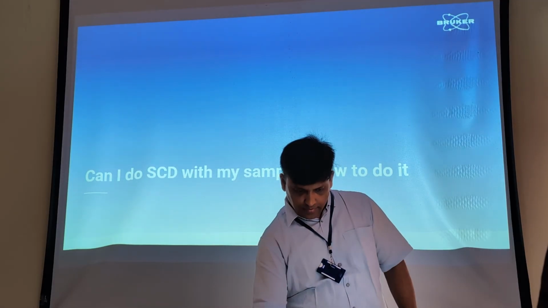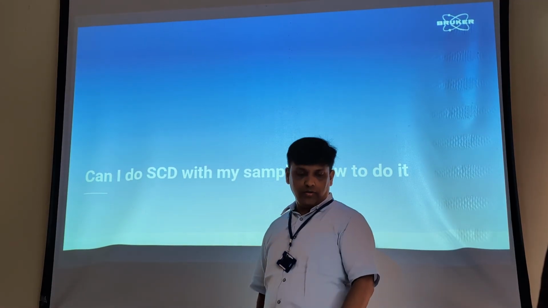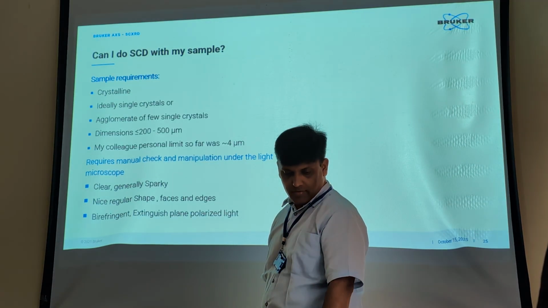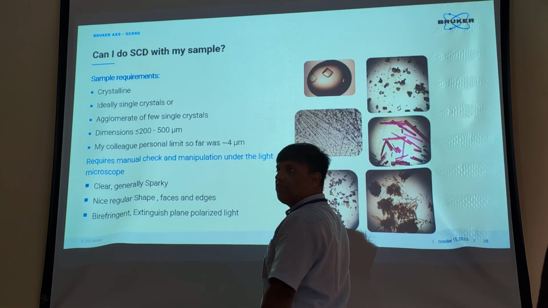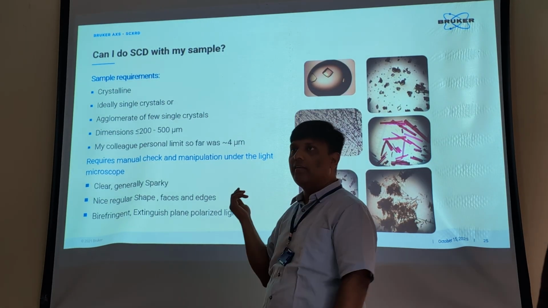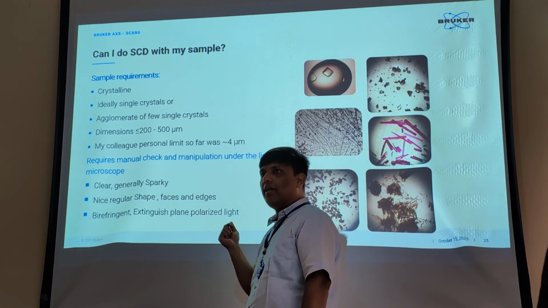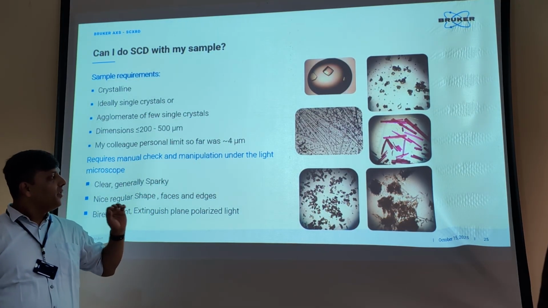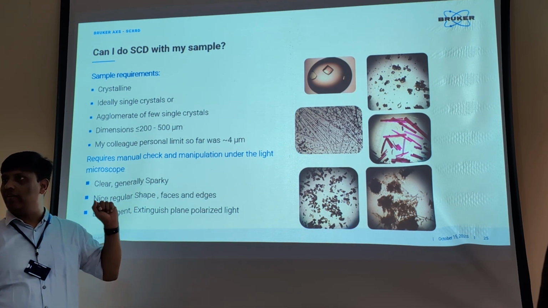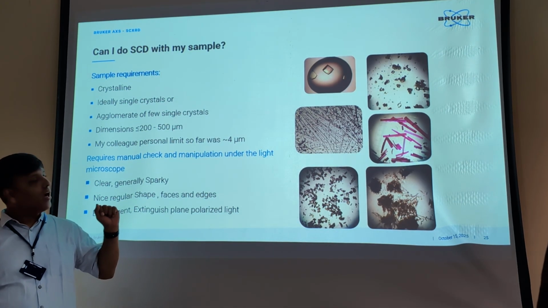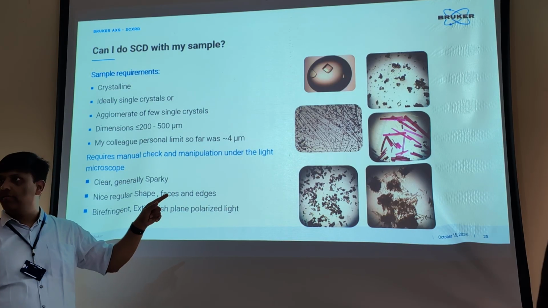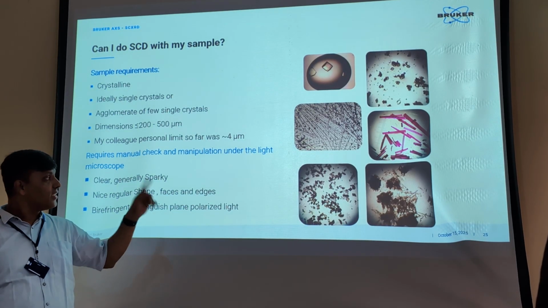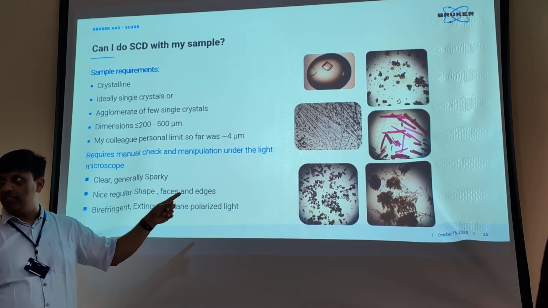So then the obvious question, can I do single crystal diffraction with my sample? How to do it? Okay. So this is the typical view of single crystal. It can be different colors, it can be different shapes, it can sometimes look like agglomerates. Okay. But if you look at this, one thing you can clearly see, what is a crystal, which I already told, is they have a definite shape. It can be needle, plate, block, trapezoid, whatever the shape. It has a definite shape and it has a definite size.